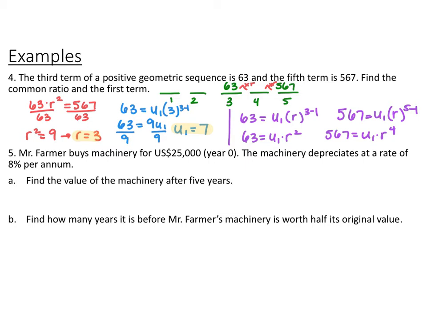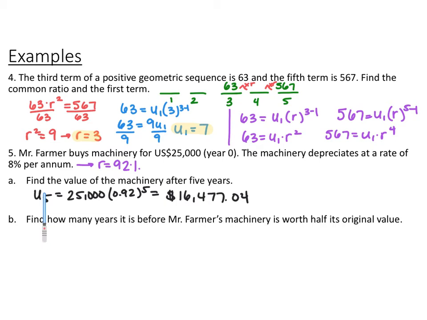So when you think about your common ratio, I want you to think about how much it still is worth percentage-wise. So try and find the value of the machinery after 5 years. So if it's depreciating by 8% every year, that means that it's still valued at 92%. So your common ratio is actually going to be 92%. So just like when you are increasing by a percentage, it's 1 plus whatever that percentage is. When you're decreasing by a percentage, it's 1 minus whatever that percentage is.